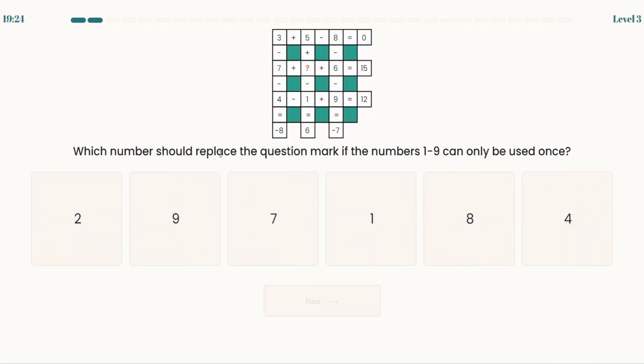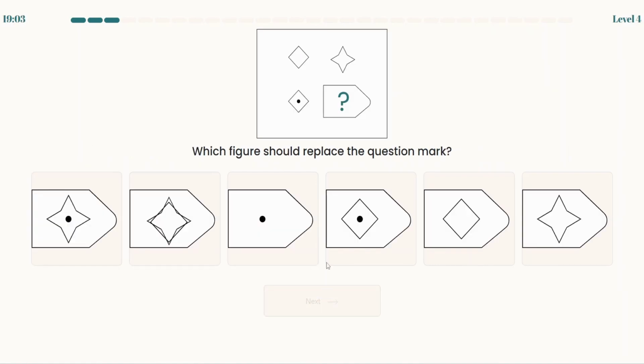Which number should replace the question mark if the numbers 1 to 9 can only be used once? So 5 plus question mark minus 1 equals 6. 5 minus 1 is 4. So the question mark should be 2 because 4 plus 2 is 6. It looks like the only difference between this column is the dot in the middle. So I expect a star with a dot in the middle. 1 is correct.